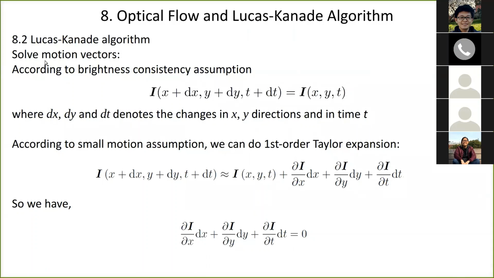The small motion assumption allows us to do the first-order Taylor expansion of this intensity, and then derive the equation from here to here. Then we can use the brightness consistency assumption to make this term and this term equal, and thus this term equals 0.